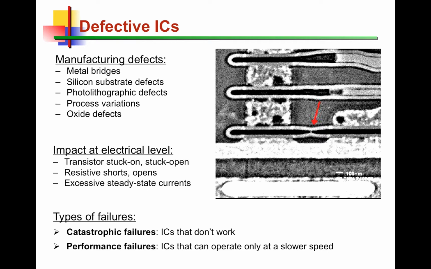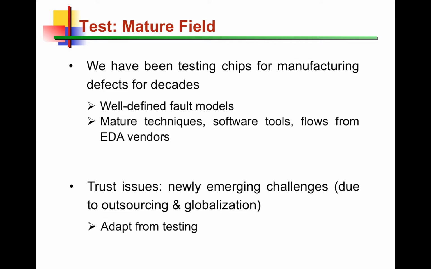The end result of these effects at the electrical level is failures at the system level. We can talk about chips that simply don't work, or we can talk about chips that work, but can only operate at a slower speed than they were intended to operate. We call them performance failures. The first class is called catastrophic failures. So obviously, every single chip needs to be tested to see whether the chip is working properly and working at the speed that it has been designed for.